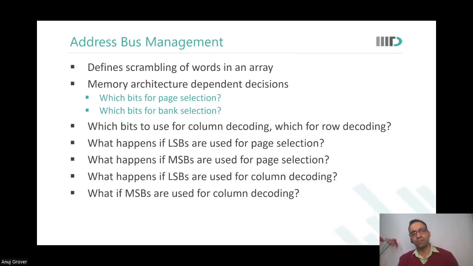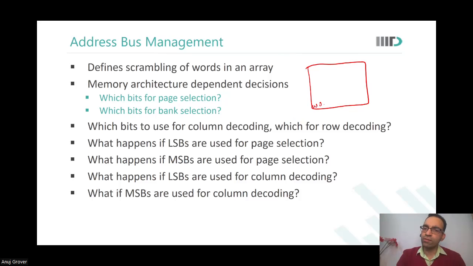So what is scrambling? Did we discuss that already? Sir, bit interleaving, if I'm not wrong. Yeah, bit interleaving. So that is one aspect of it. Let us say there is this memory. I could start to write word 0 here, or I could start word 0 from here. Is it right?